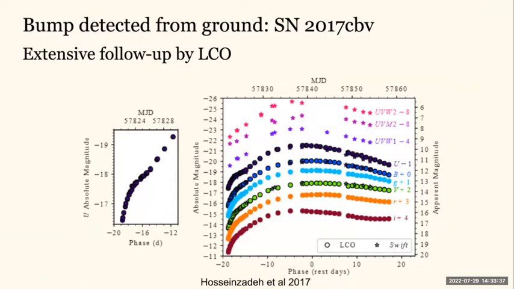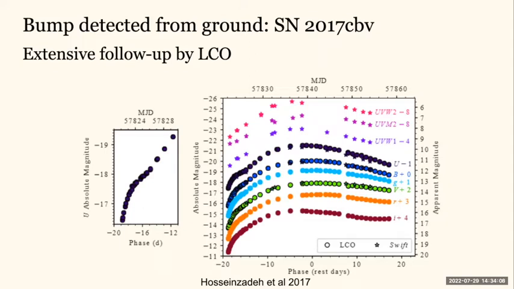LCO did a very extensive follow-up from the ground, and you can see there is a very clear bump early on, and this bump is very blue and extremely bright in the U band. You can see it lasts for only 4 or 5 days. And LCO really did great work, taking light curves at a few hour cadence. However, this kind of observation is hard to do, and it's expensive for a ground-based survey.